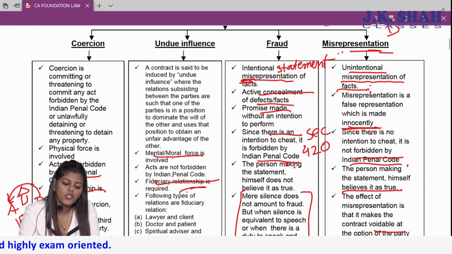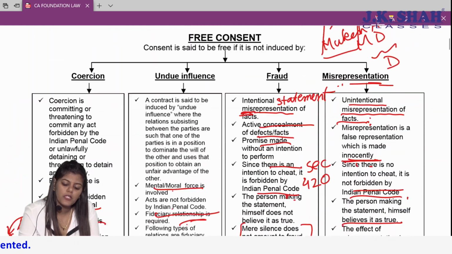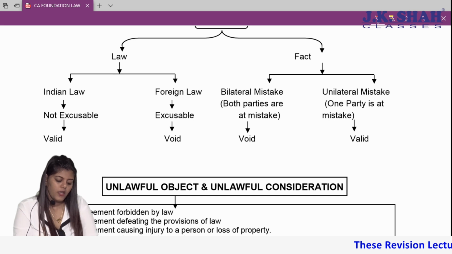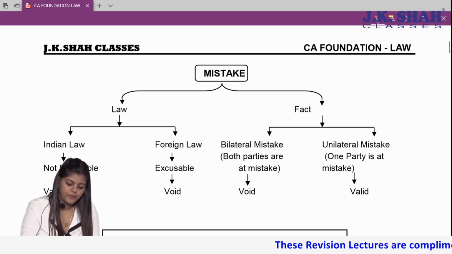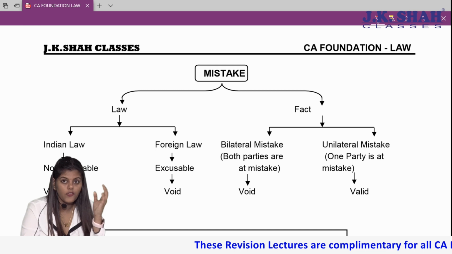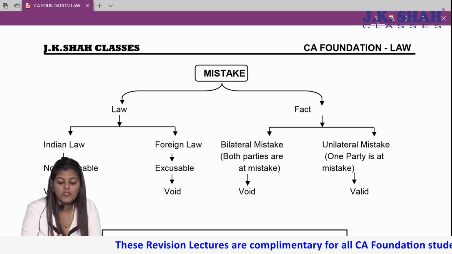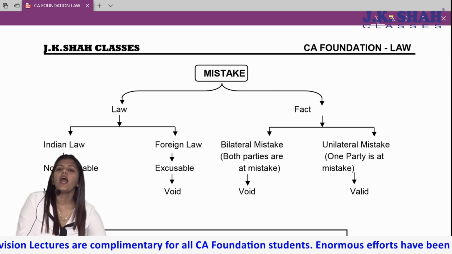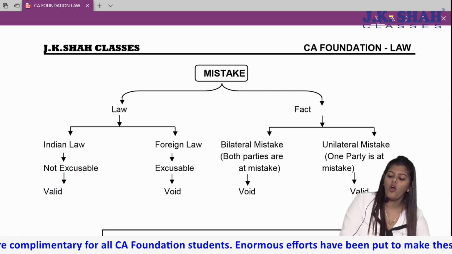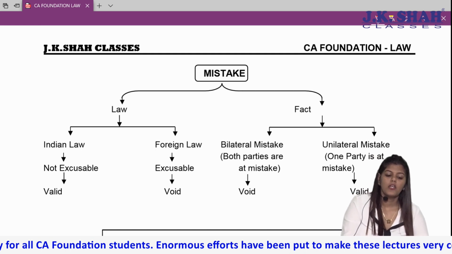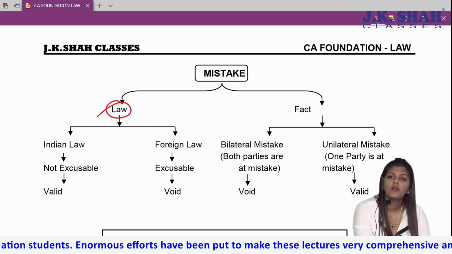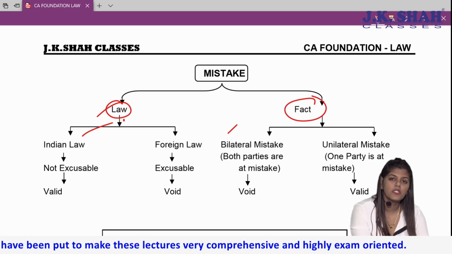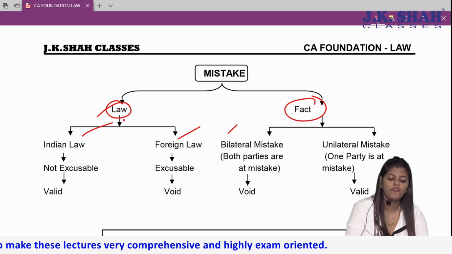So I told you coercion, undue influence, fraud, misrepresentation. Now coming to mistake. Mistake is of two types. Some people say, ma'am, गलती में भी 2 types होते हैं. हाँ है, law में ऐसा ही है. Either you make a mistake of law or you make a mistake of fact. Mistake of law: forget about fact as of now. Either you make a mistake of Indian law or you make a mistake of foreign law.